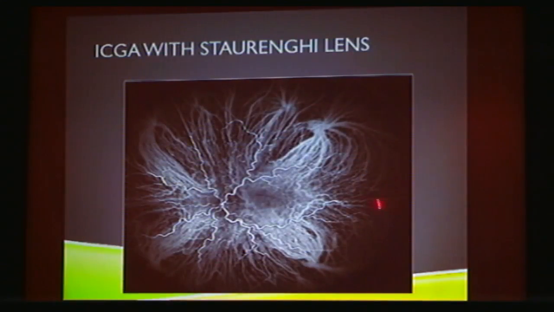This is one of the very good pictures that we can get with ICG angiography taken with a Storinghi lens. The Storinghi lens is a lens that is placed on the cornea and used with the HRA machine. You can almost get an entire 180-degree view of the fundus. And notice that the entire choroidal system and the retinal vascular system is so nicely delineated.